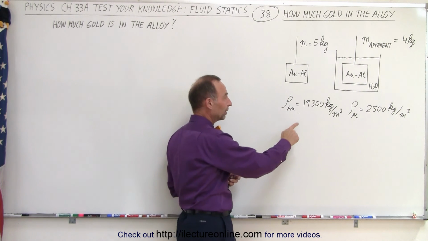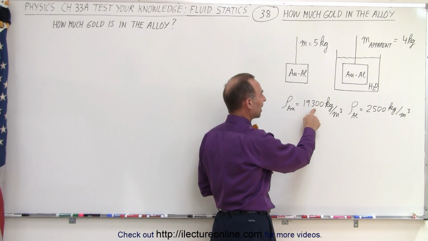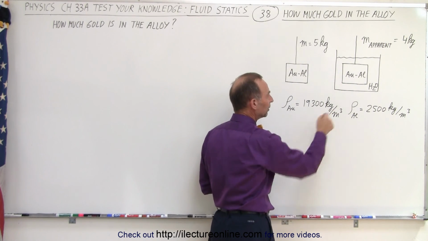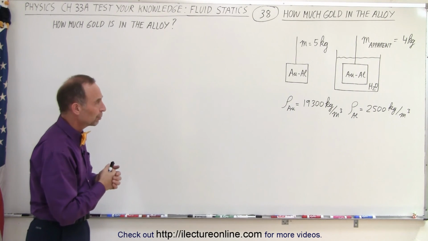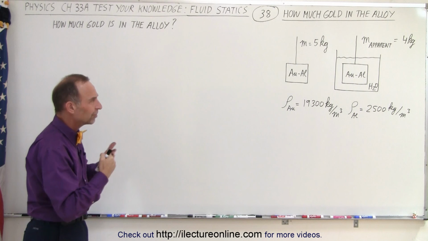Of course, we need to know that the density of gold is 19,300 kilograms per cubic meter, and for aluminum it's about 2,500 kilograms per cubic meter. So how much gold is there?